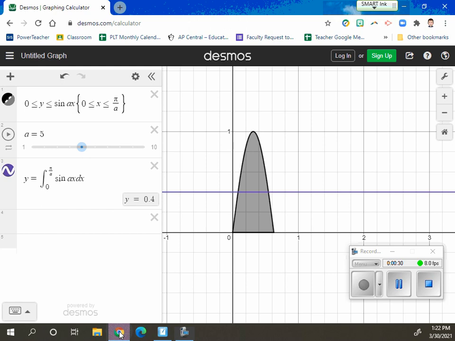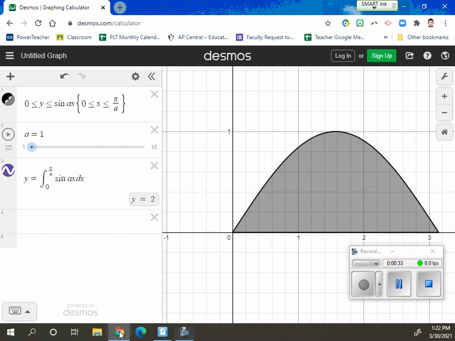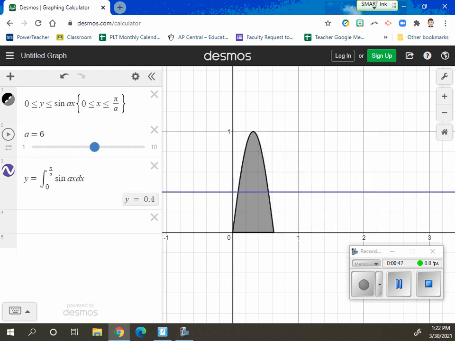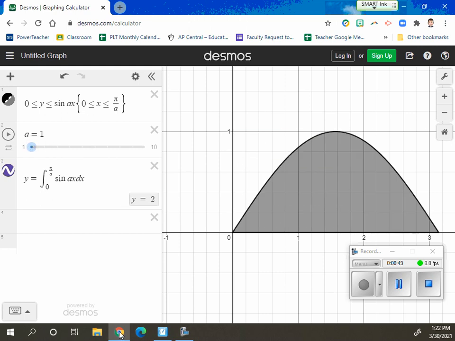What I've done is plug in y equals sine of x, but I've modified it. I put y equals sine of ax so that I can plug in different values of a, and I created a slider down here, a equals 1, 2, 3, 4, and so on. I'm shading it in so that it's the area we're looking for: y is greater than 0 and less than sine of ax. And then I've given a domain, x is between 0 and pi over a.